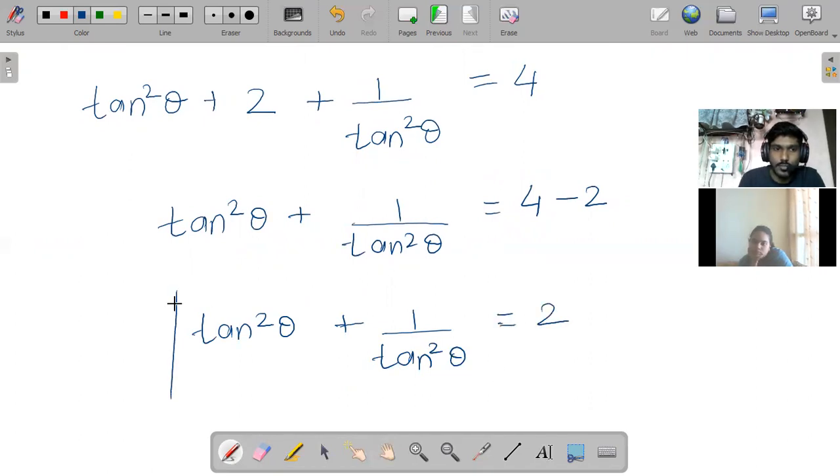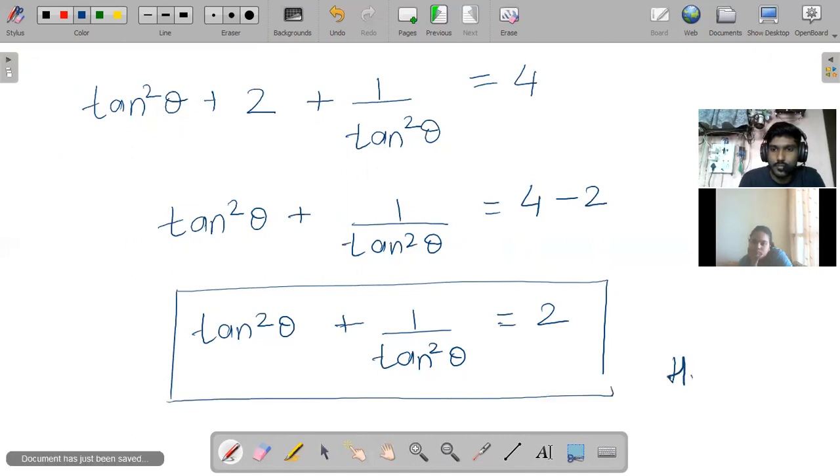So this we had to prove. This thing only we had to prove. Hence proved. Did you understand?